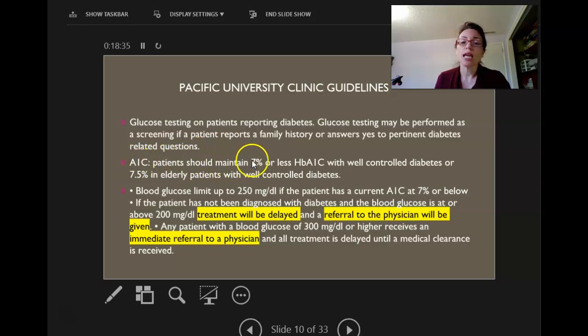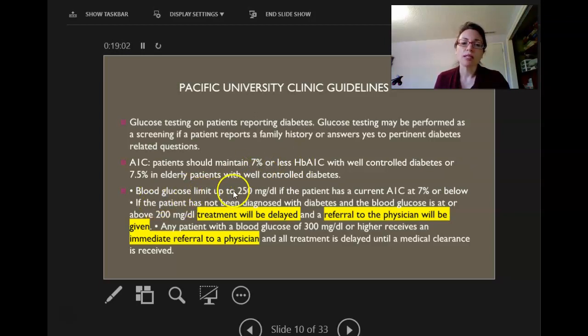A1C, patients should maintain 7% or less of an A1C with well-controlled diabetes, or 7.5 in elderly patients with well-controlled diabetes. So if they're older and they give you the documentation that says they were 7.5, that's fine. And then if they're probably under 65, then 7 is what we would want to see.